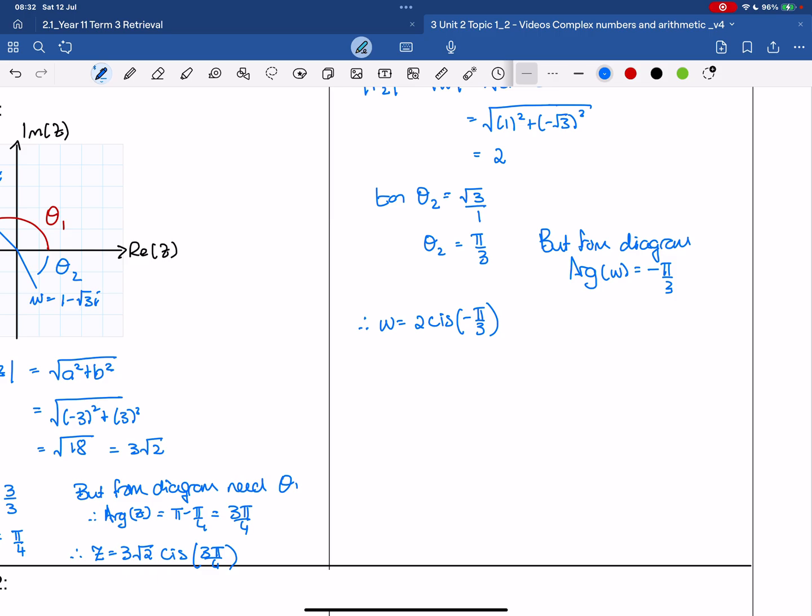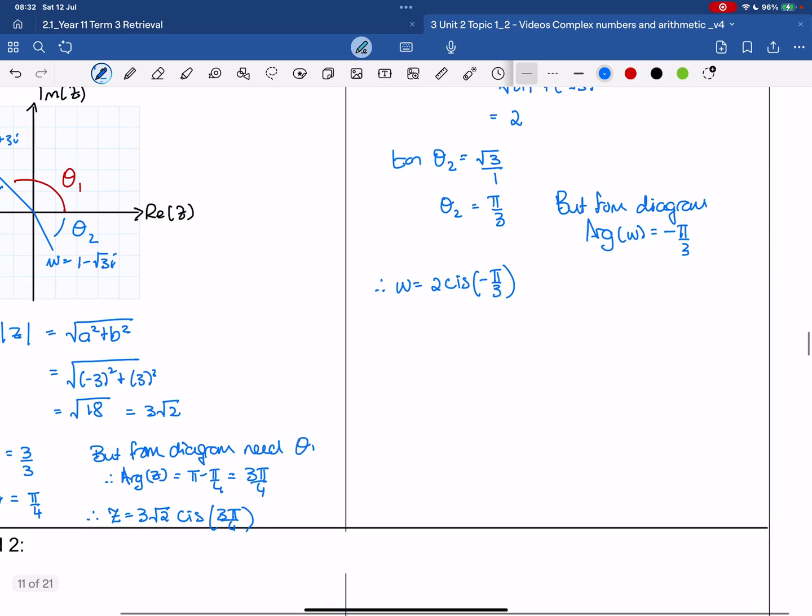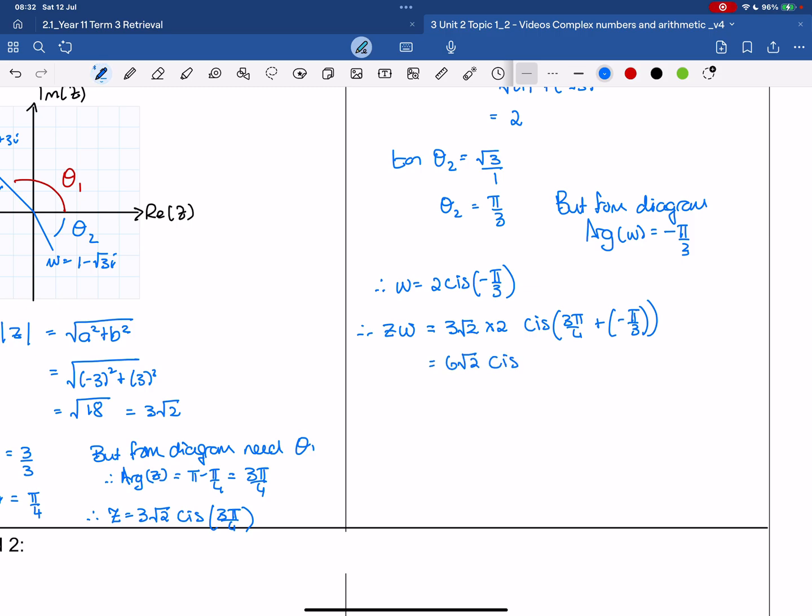Now, once I have got both of these into polar form separately, I can say therefore Z times W is just going to be 3 root 2 times 2 cis of 3 pi on 4 plus negative pi on 3, and that's going to be 6 root 2 cis of, my lowest common denominator is 12, so I'm going to have 9 minus 4 is 5 pi on 12.